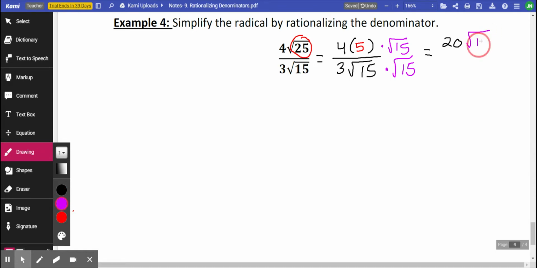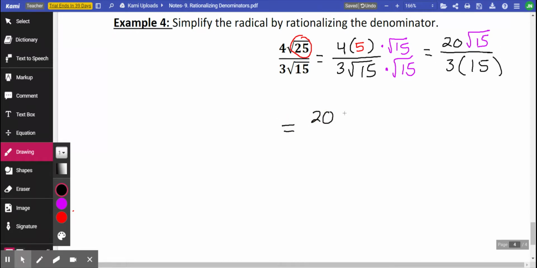On the bottom, I know that there was a 3 there. And then the square root of 15 and the square root of 15 multiply together, the radical will actually go away. So we're left with just the number 15. So there we go. Our final simplified expression is this. All we have to do is multiply everything out.